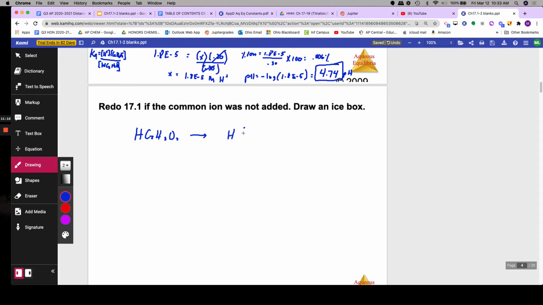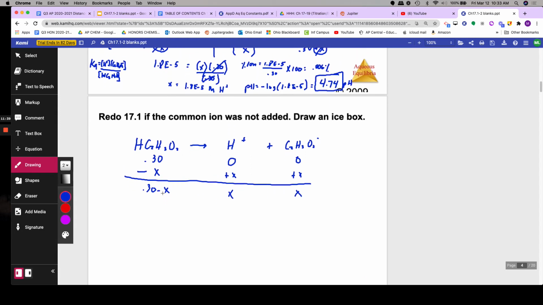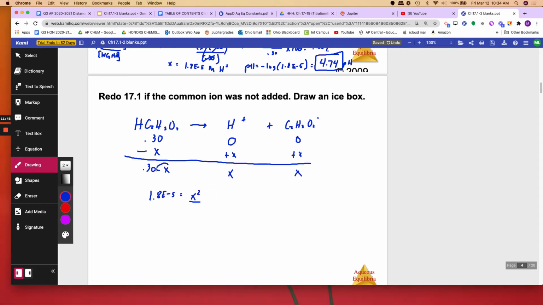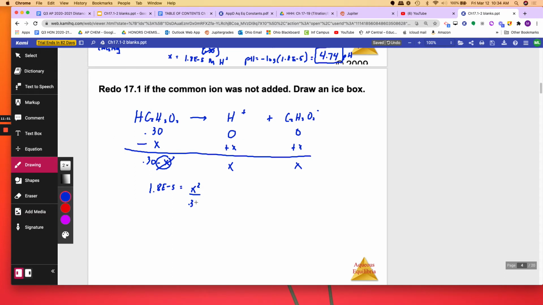Okay, so I'm going to do H plus, C2H3O2 minus, this is 0.30. If there's no common ion, so I just put 0, 0, minus X, plus X, plus X. So 0.30 minus X, X and X. Okay, so 1.8 E negative 5 is equal to X times X, which is X squared, making this negligible, over 0.30. Solving for X, I get 0.0023.